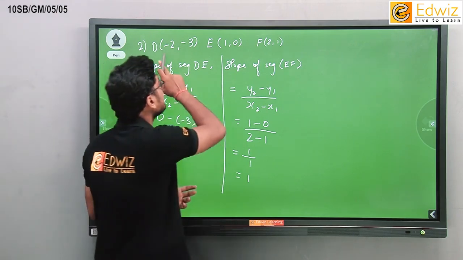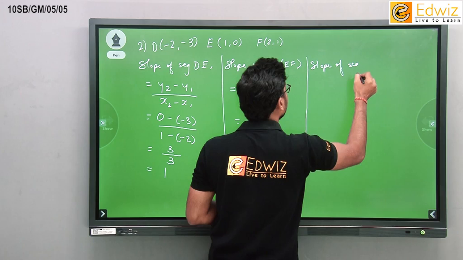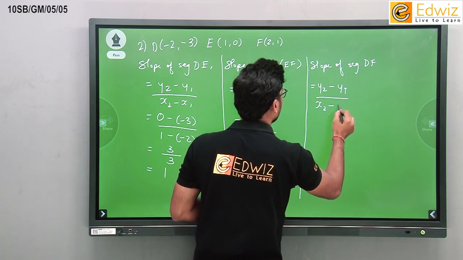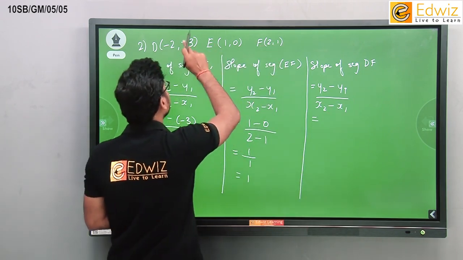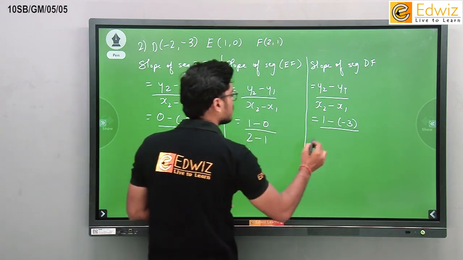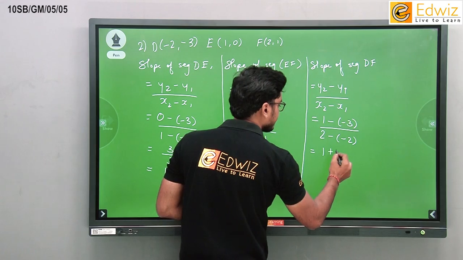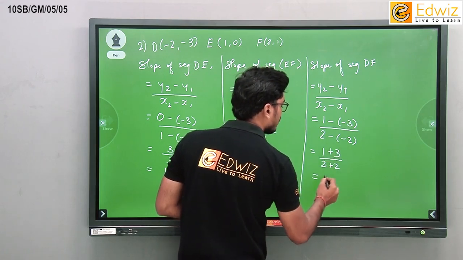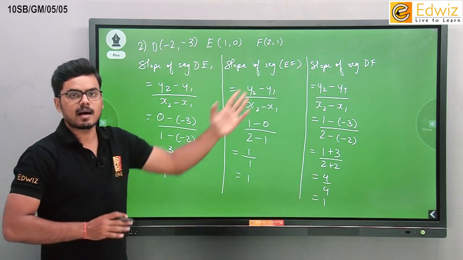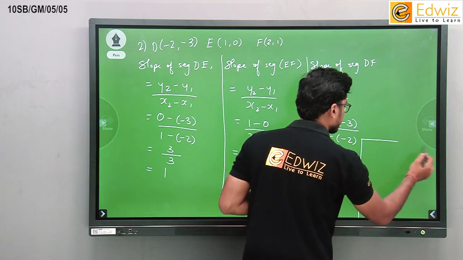Let us cross check for D and F also. So slope of segment DF will be equal to same formula, y2 minus y1 divided by x2 minus x1. So 1 minus (-3), divided by 2 minus (-2). So we'll get 1 plus 3 divided by 2 plus 2, 4 upon 4, which is 1. So still the slope is same. That means these points are collinear as well. So points D, E and F are also collinear since the slopes are same.